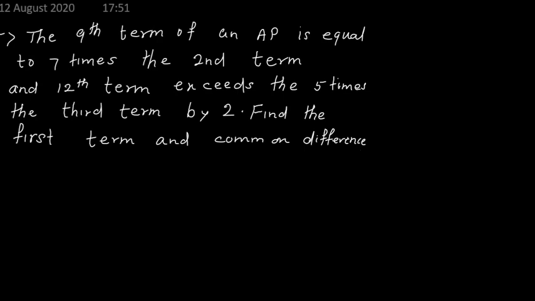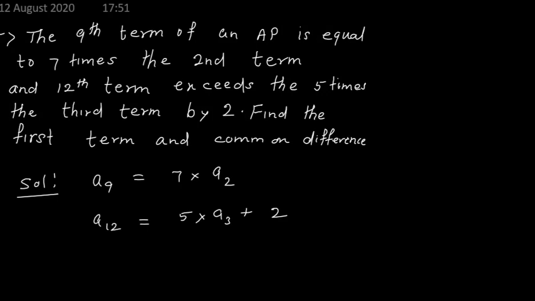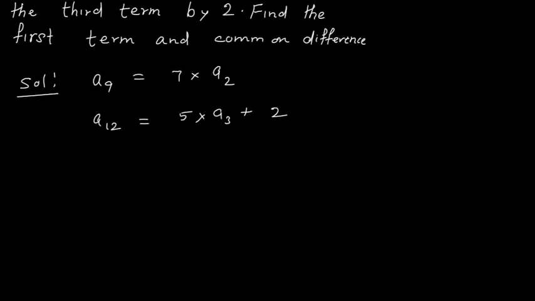The fifth question is the ninth term of an AP is equal to 7 times the second term. So what is given? The ninth term of an AP is equal to 7 times second term, and 12th term, that is A12, exceeds the 5th time the third term. So 5th time the third term, it exceeds by 2. So 5 into A3 plus 2. These two informations are given. We have to find the first term and the common difference.